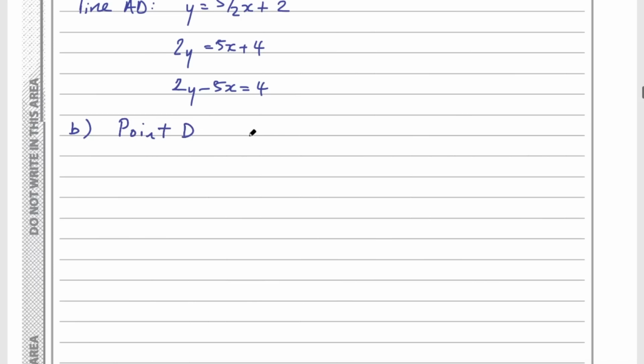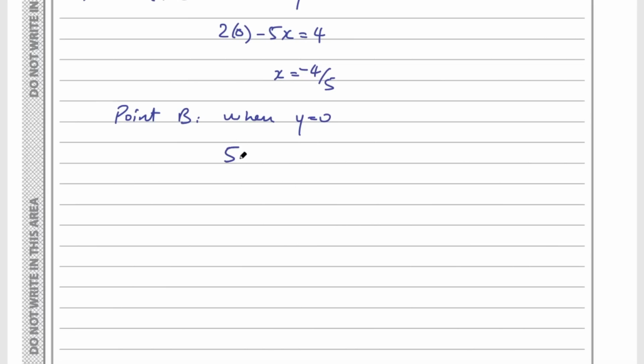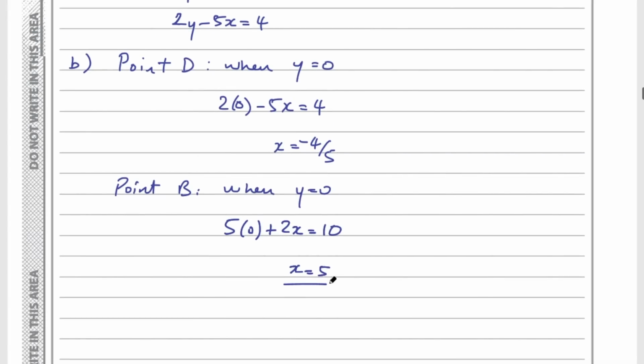So point D will be when y equals 0 for this equation. So when y equals 0, we get 2 times 0 minus 5x equals 4. So therefore x equals minus 4 on 5 for point D. Point B will occur again when y equals 0, but we need to use the equation of the other line. So when y equals 0, 5 times 0 plus 2x equals 10. So therefore x equals 5. So point B is at 5, 0. Point D is at minus 4 over 5, 0.